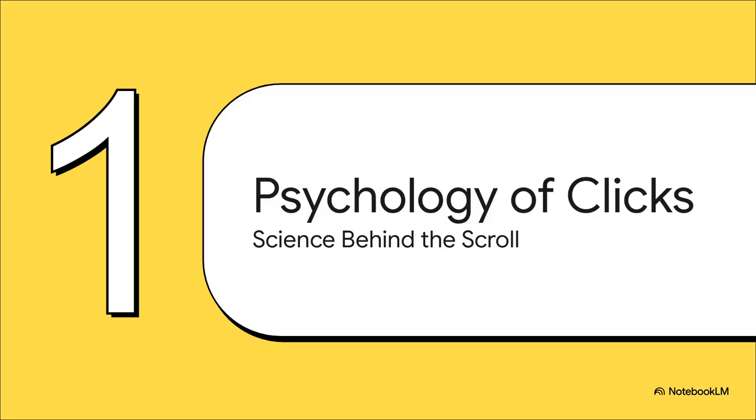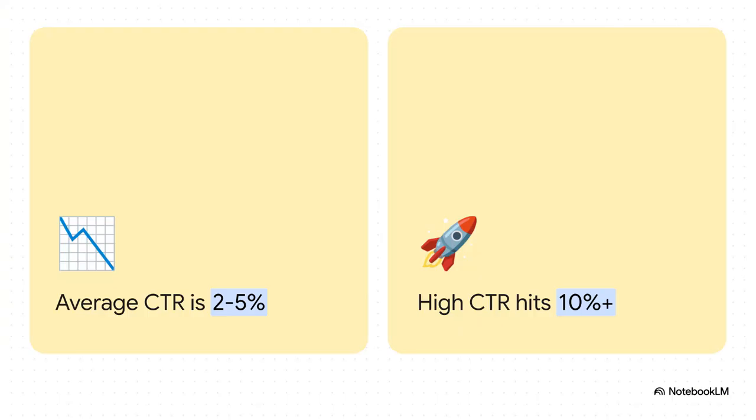Starting with Section 1. The psychology of clicks, and the science behind the scroll. When you look at the raw data, the contrast in performance is actually pretty wild. The platform average for click-through rate, or CTR, usually hovers somewhere between 2 and 5%. But a truly high-performing thumbnail hits 10% or more. And hitting that 10% mark is a massive deal, because you're signaling ultimate relevance to the algorithm, which pretty much forces the platform to push your content out to a much wider audience.